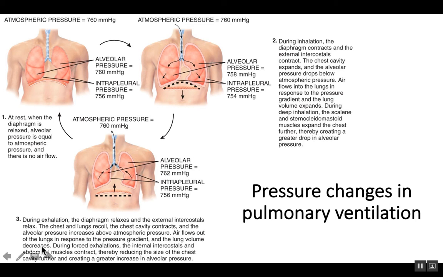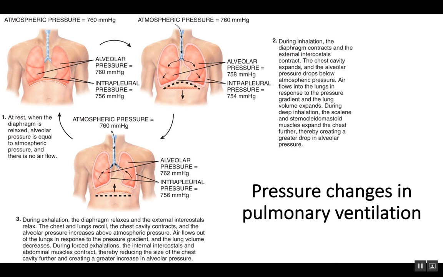If we were forcefully breathing, we would include our internal intercostals and our abdominal muscles, reduce the size of the chest even more, and create a greater increase in alveolar pressure so we can get more air out of the lungs. Notice as alveolar pressure went up, so did intrapleural pressure. So, in summary, lungs get larger, pressure goes down, air goes in. Lungs get smaller, pressure goes up, air moves out.